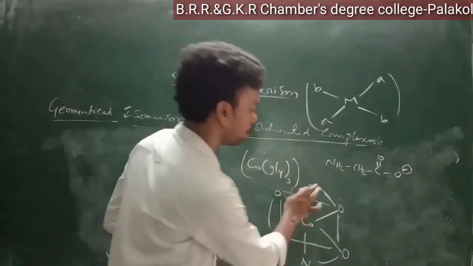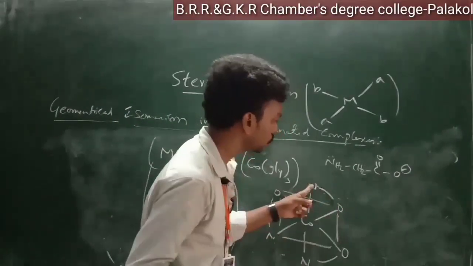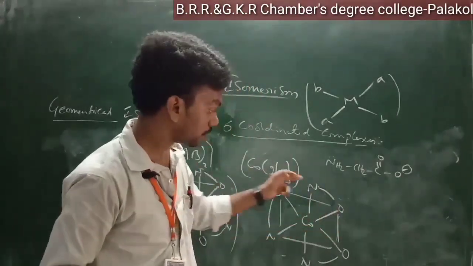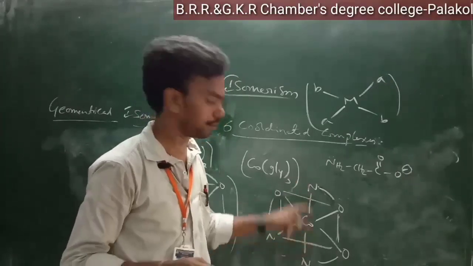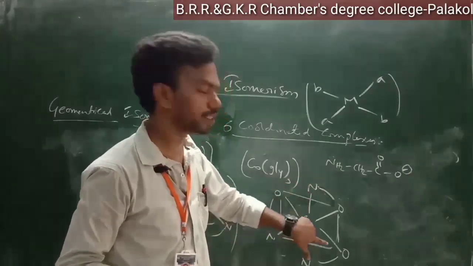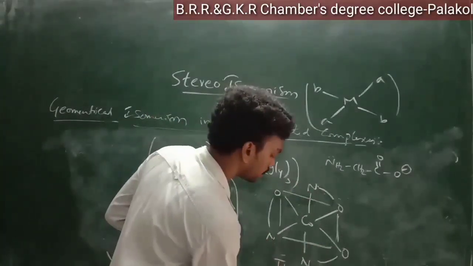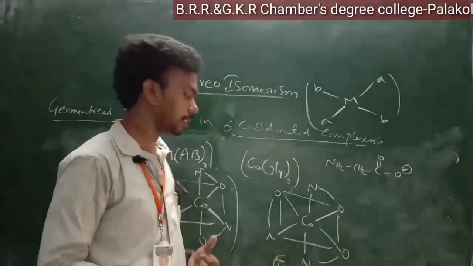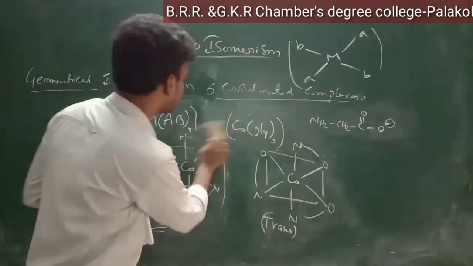Okay, so this is the complex. Here NH2 CH2 C double bond O. Here the nitrogens are on the opposite side, two nitrogens on the opposite side, and two oxygens are on the opposite side. So this is a trans isomer. So this is the cis isomer and this is the trans isomer. Okay, next example.